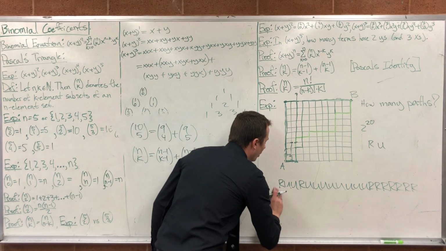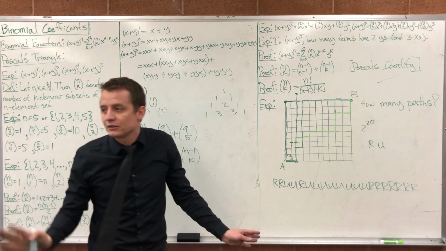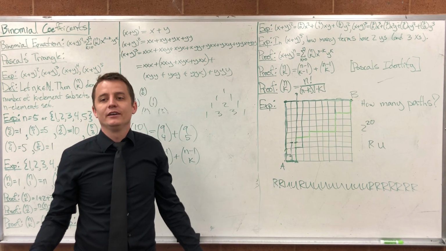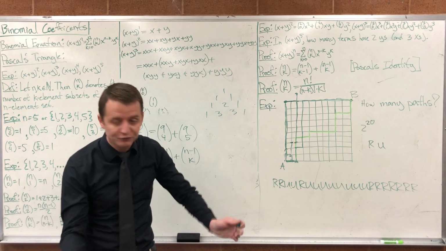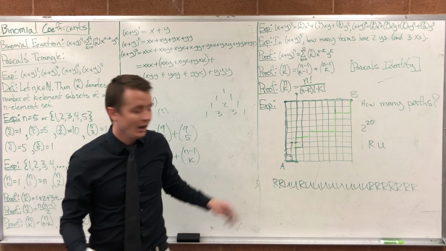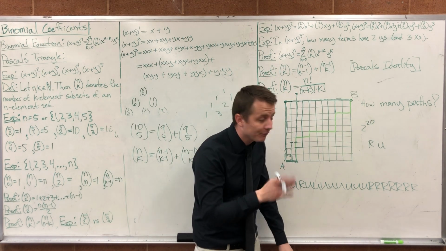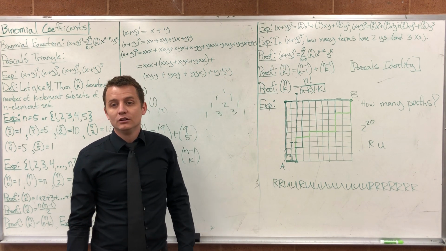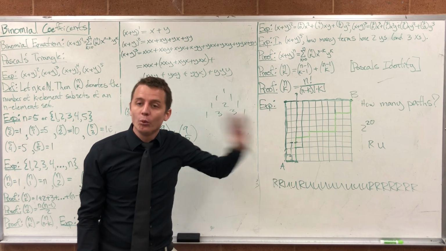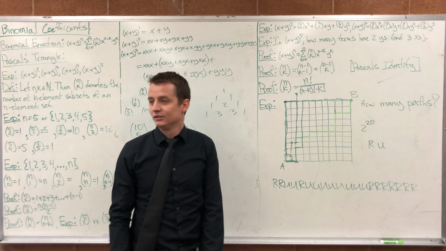So what do I know about a valid path to get from here to here? How many U's have to show up in it? 10 U's. There has to be 10 U's. You can only go up 10 times, and you have to go up 10 times. How many R's are there going to be? Yeah, you have to go right 10 times, and you can only go right 10 times. So now, how many possible words can I create with 10 U's and 10 R's?